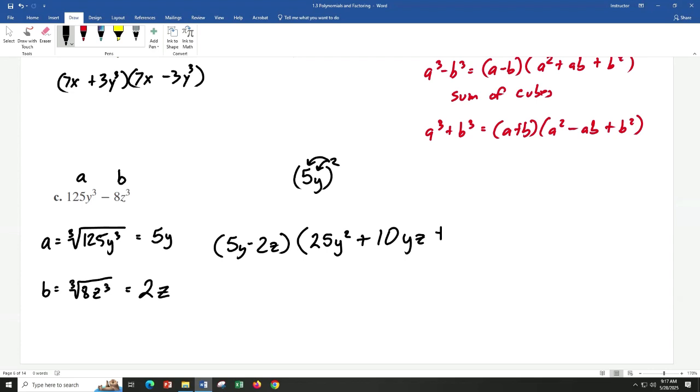And then my formula is always a plus on the back end, and then it's going to be b squared, which is just going to turn into what? 4z squared, exactly. And that would be done. Now, could you check this one? Yeah. Once again, it's a very nasty foiling process, but yes, you could check it.